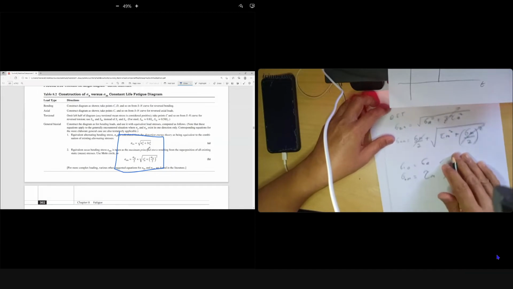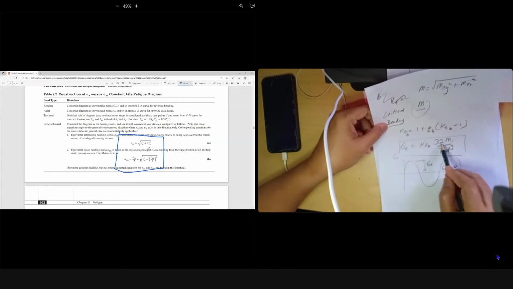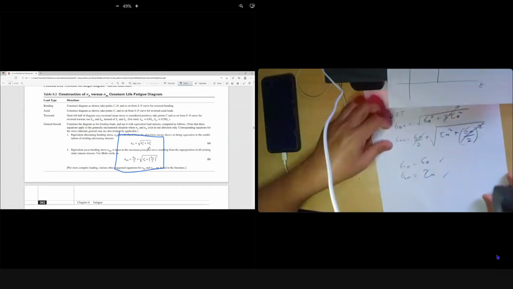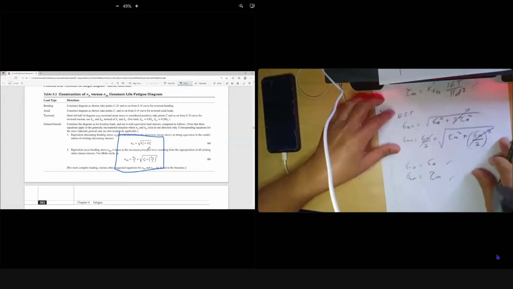This sigma A is the one you have already multiplied with your KF, not just 32 over the moment term, because we have stress concentration. I'm talking about a shoulder or groove. Tau mean is already multiplied with your KF torsion.